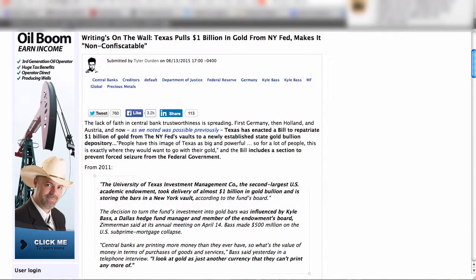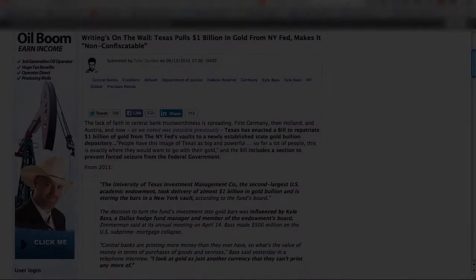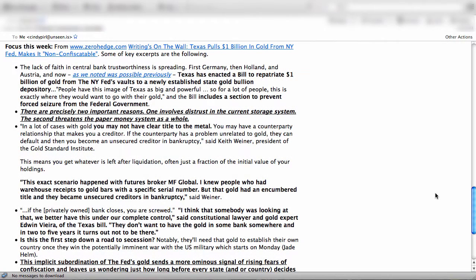Focus this week from www.zerohedge.com. Writings on the wall. Texas pulls $1 billion in gold from New York Fed, makes it non-confiscatable. The following are some of the key excerpts.